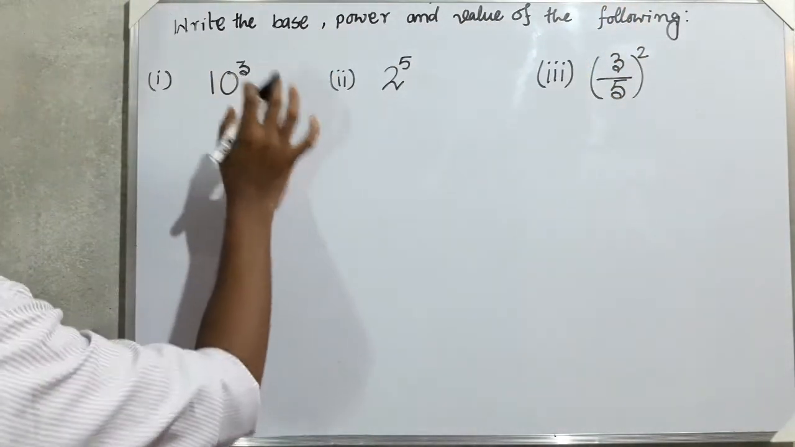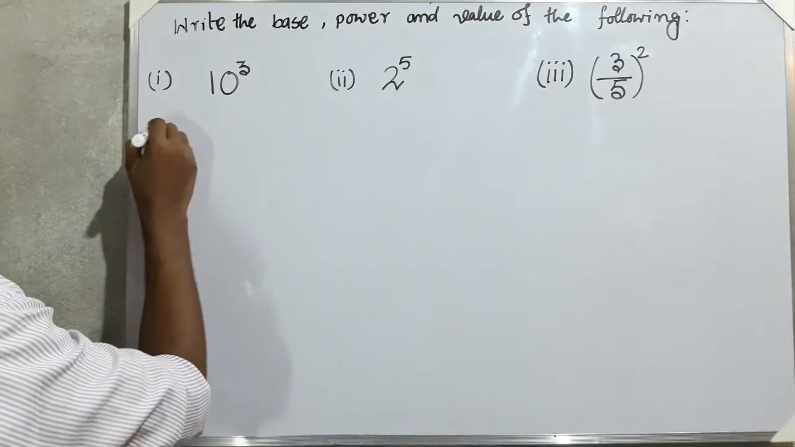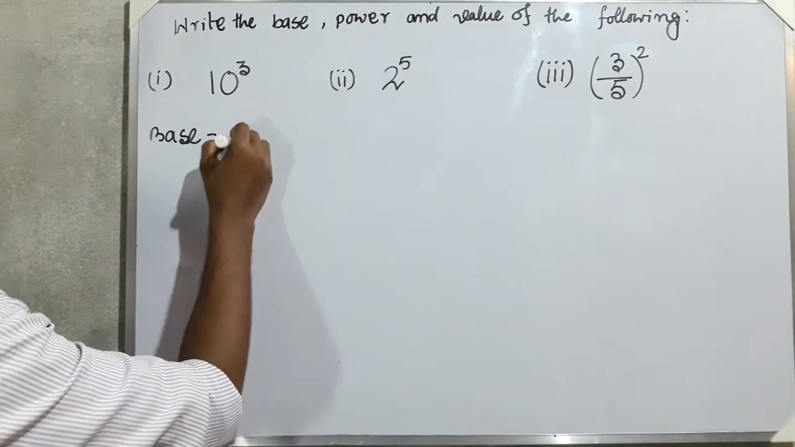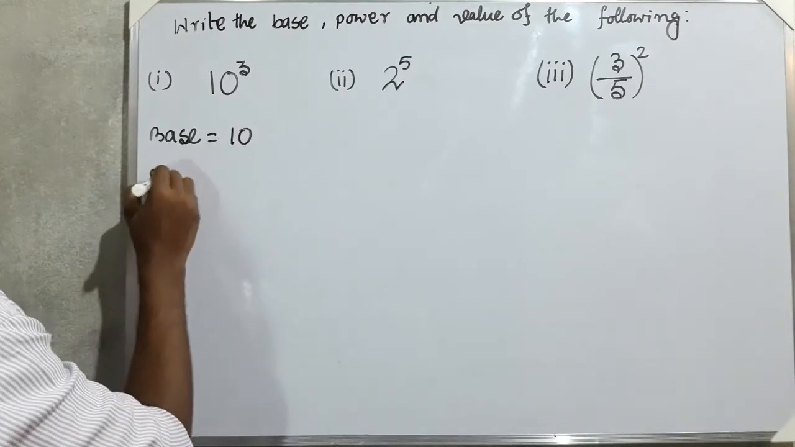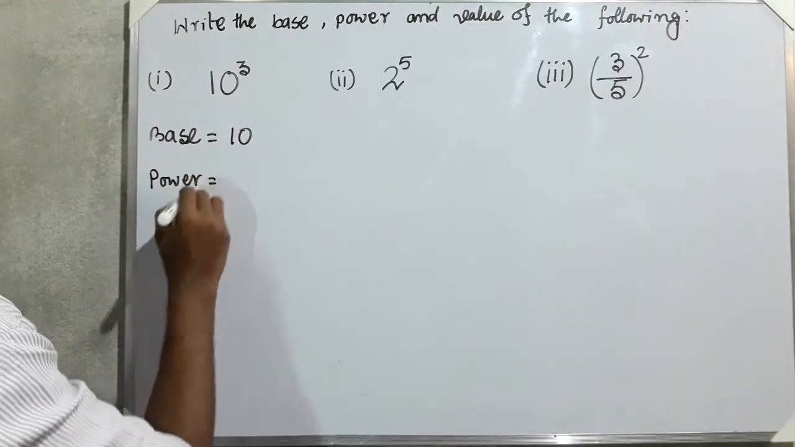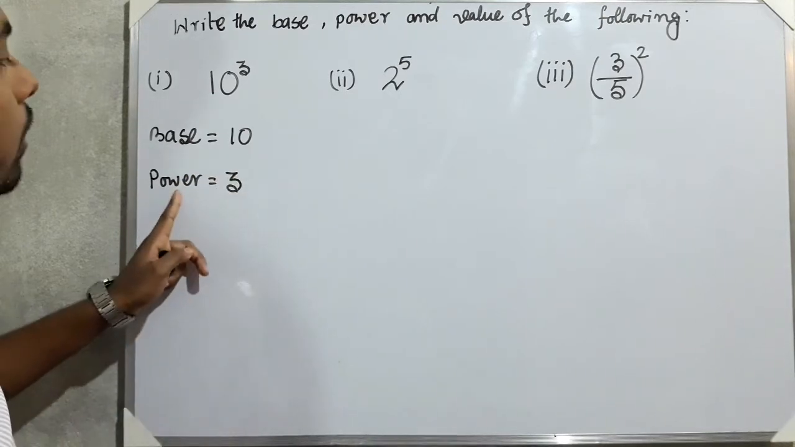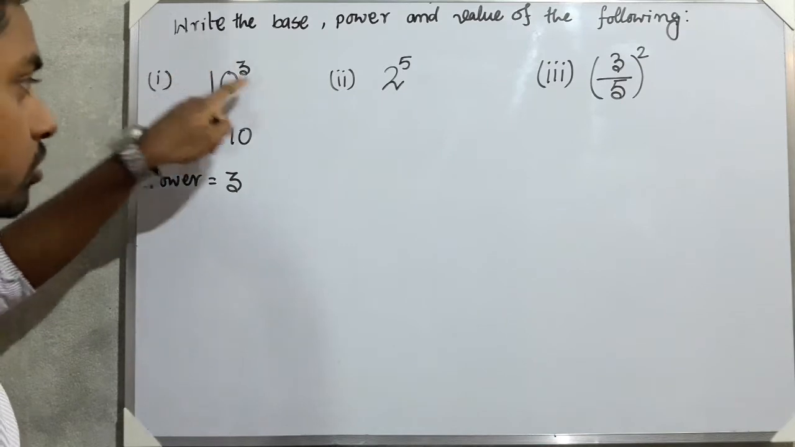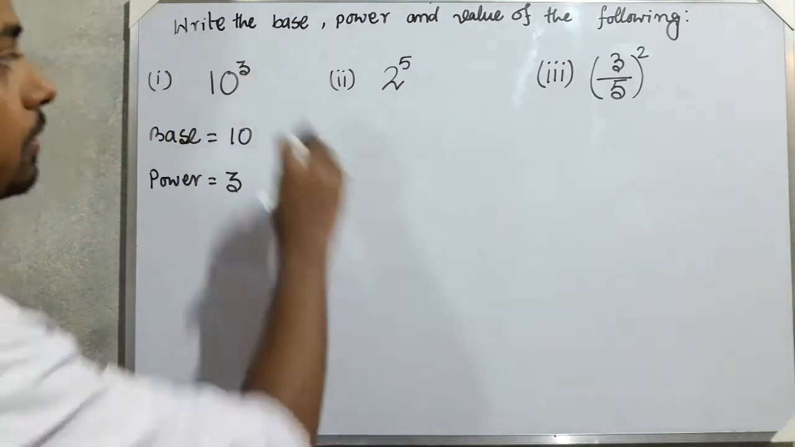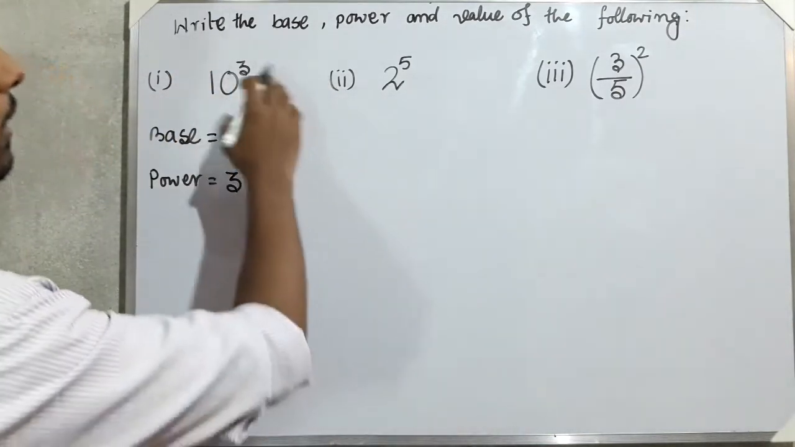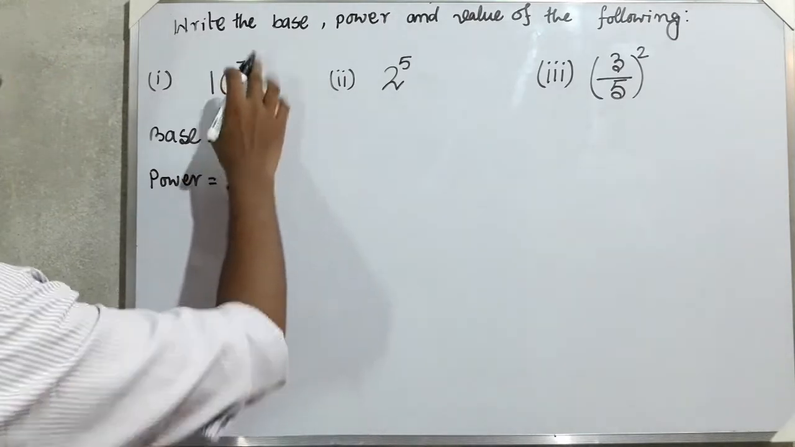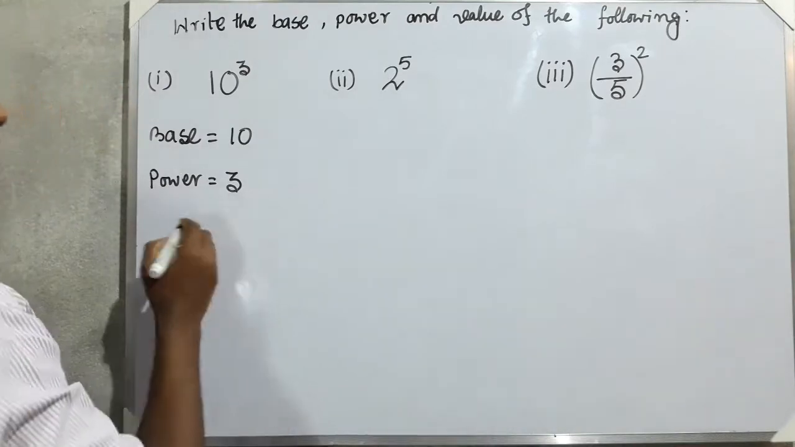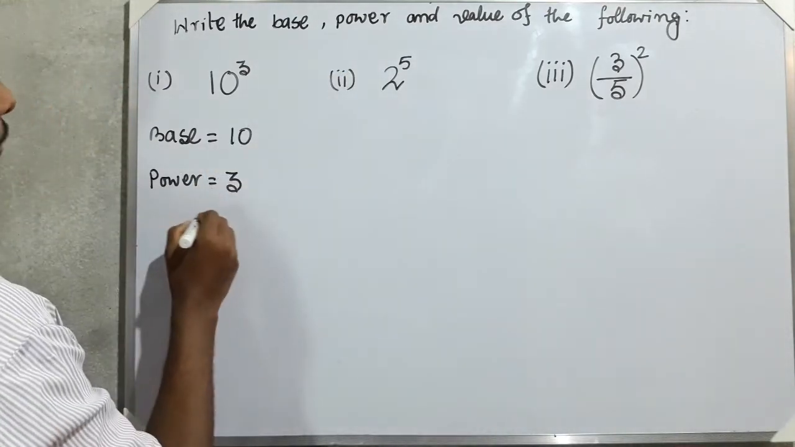If I am talking about the first question, what is the base here, can you tell? The base is 10, and the power is 3. If it is asking about the exponent, it's also 3. Don't be confused. Power and exponent are the same thing. If it is asking for power, it is 3. If it is asking for exponent, it will also be 3. Now we have to find the value of it.